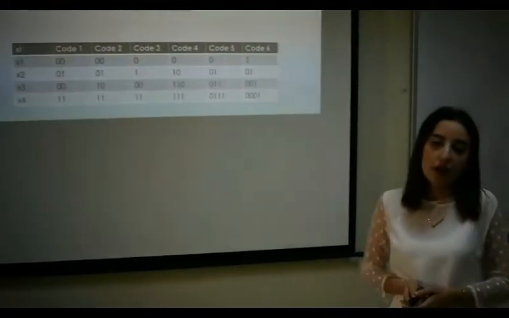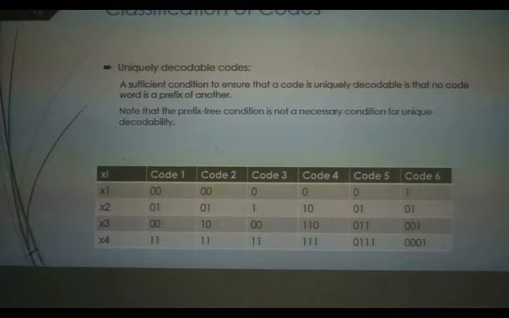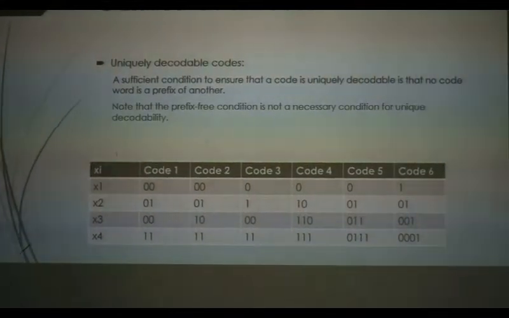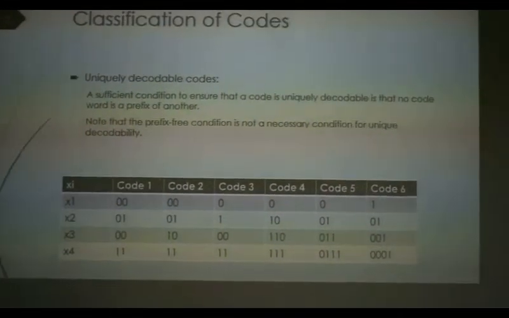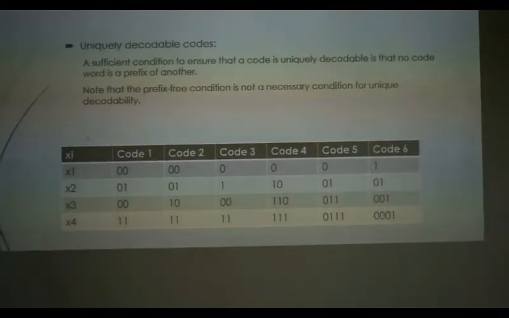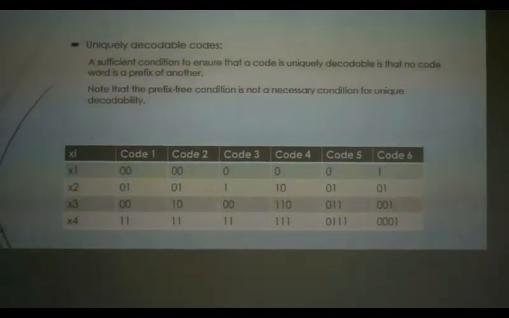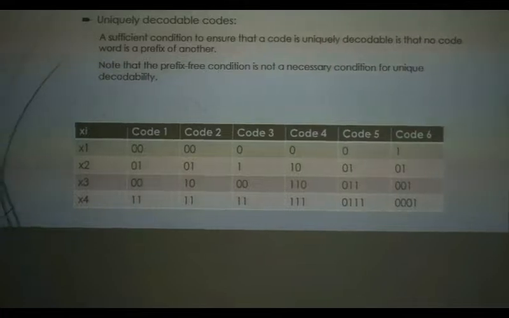So here we have our fifth classification, the uniquely decodable code. A sufficient condition to ensure that a code is uniquely decodable is that no code word is a prefix of another. Note that the prefix-free condition is not a necessary condition for unique decodability.